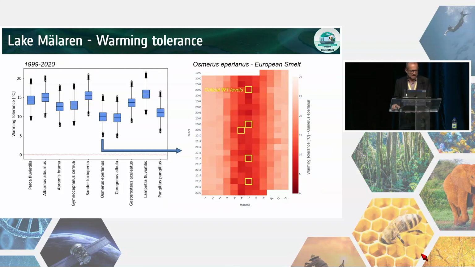And you see on the left side of this slide the warming tolerance in the summer months for different years of the main fish species in Lake Mälaren. On the right, we show a sort of heat map that shows this warming tolerance, averaging the values over the whole lake. The darker the red is, the closer the warming tolerance is to zero.